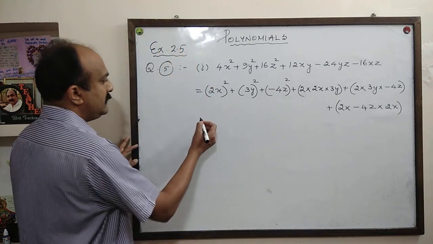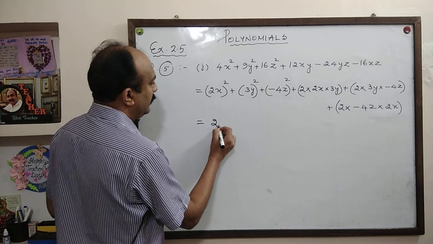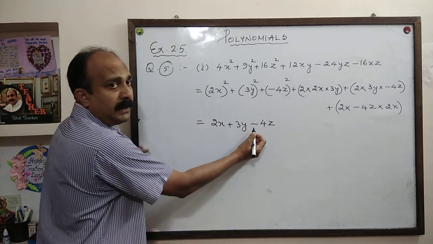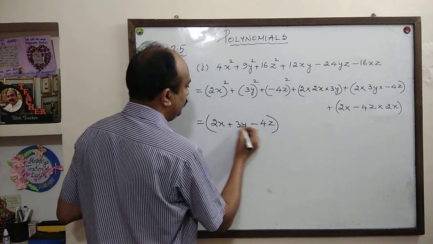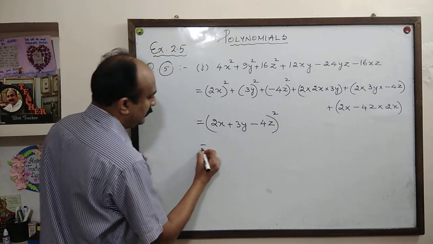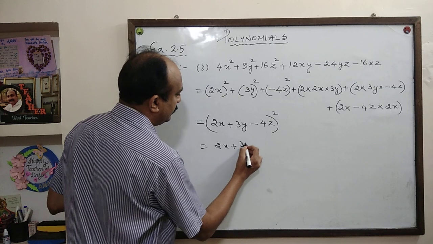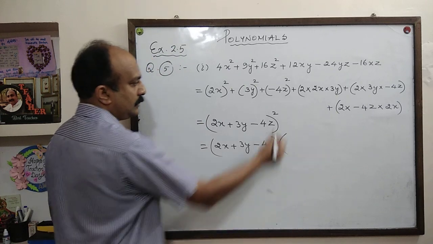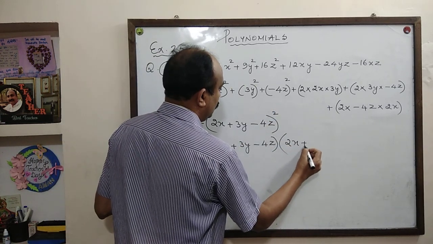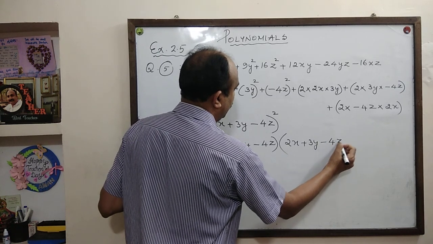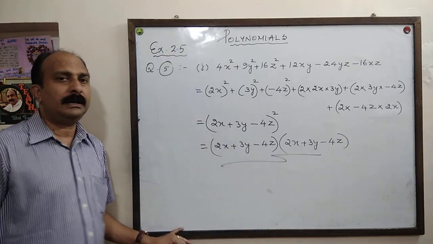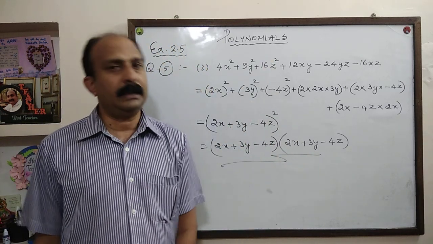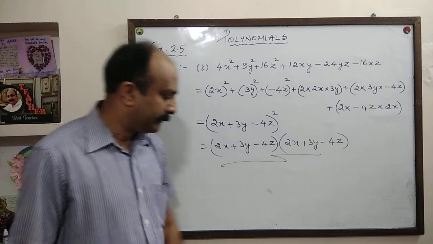Now we know that this is the expanded form of a plus b plus c the whole square, but c is minus, so it will become 2x plus 3y minus 4z the whole square, which can be written as 2x plus 3y minus 4z times 2x plus 3y minus 4z. Square means 2 times. This is the answer. So the final answer is something into something. That means it is factorized. Got it? Okay.